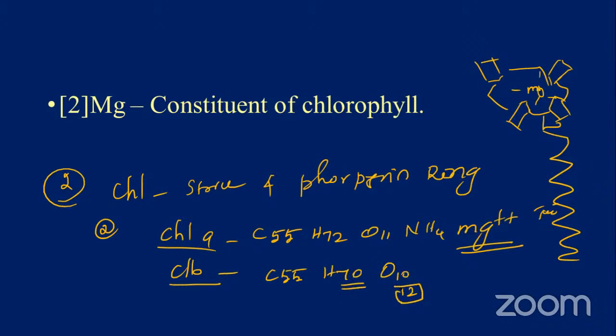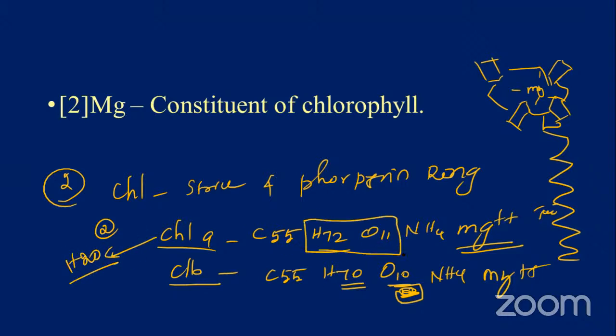In this part you must note that the oxygen is also increased, or decreased? I will tell you next time in this part. N4 Mg. Water molecule removed means, from the chlorophyll A molecule, the water molecule is removed. That means H2O is removed in this part only. H2 is removed here, and oxygen is also removed. So this is the correct option.